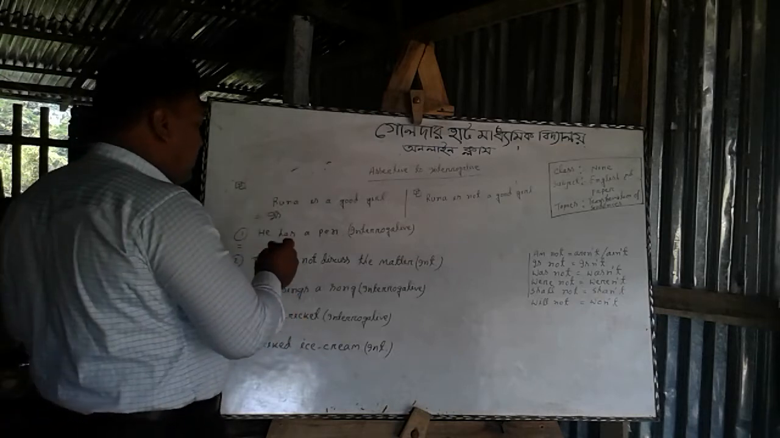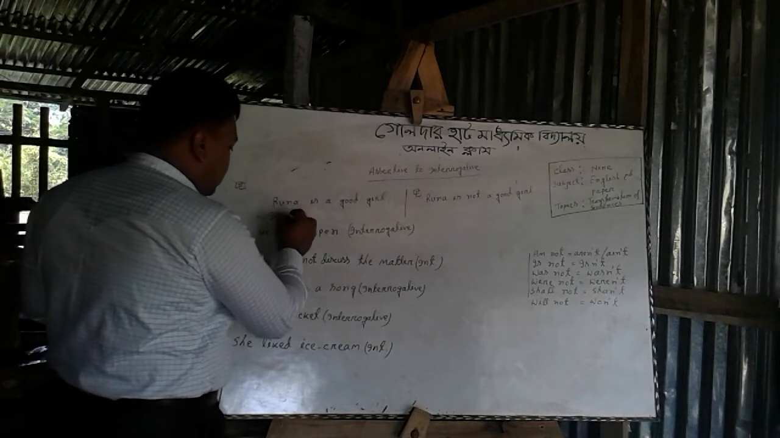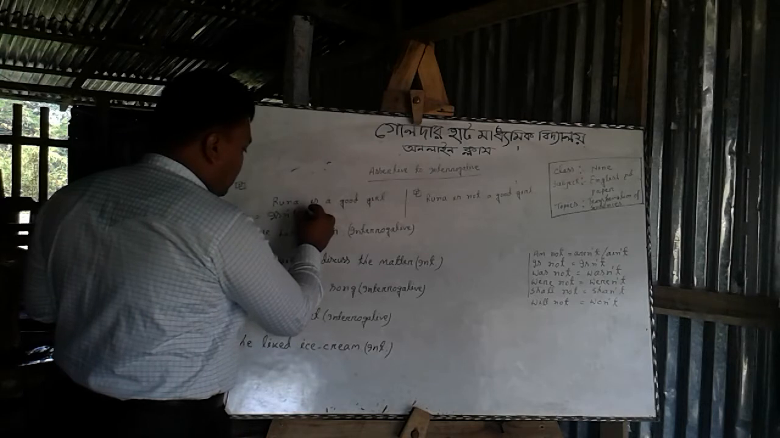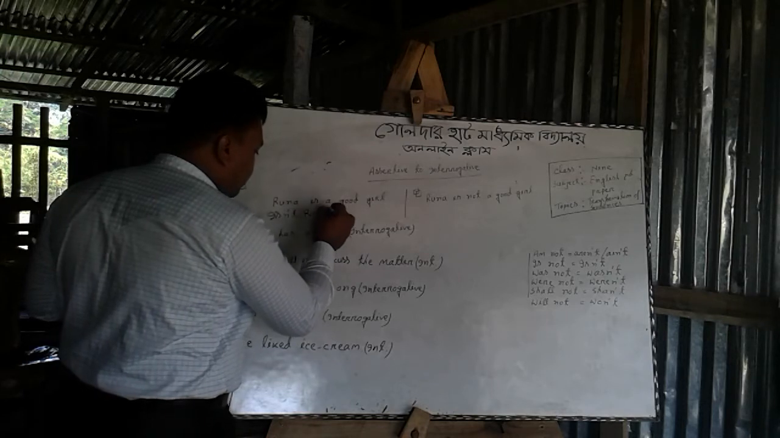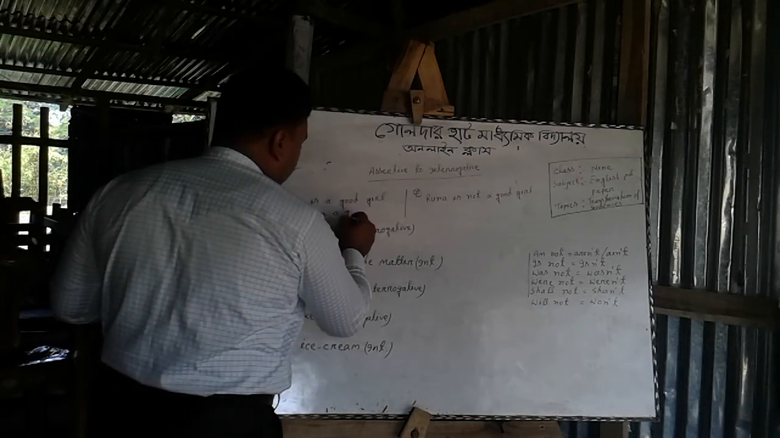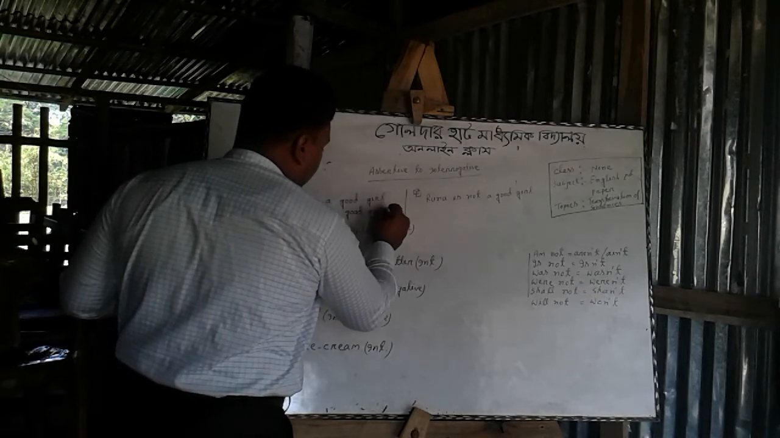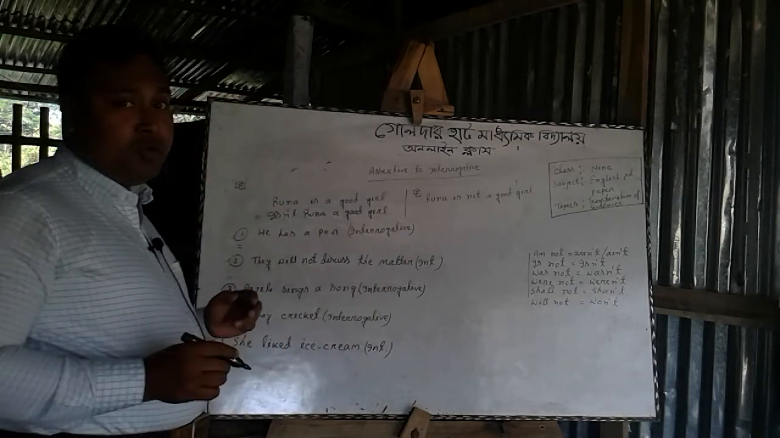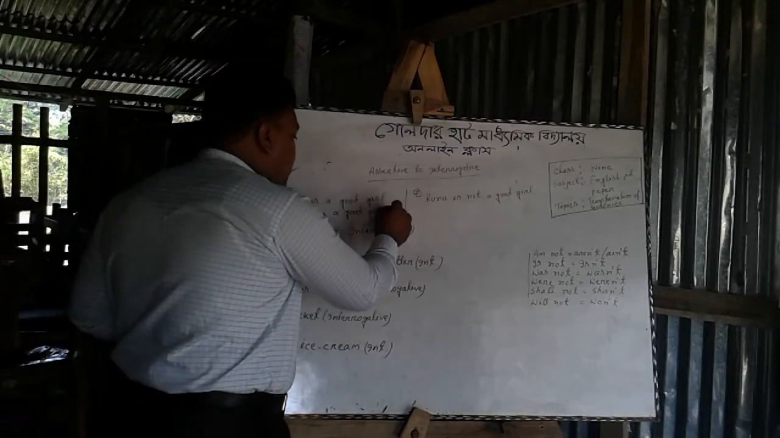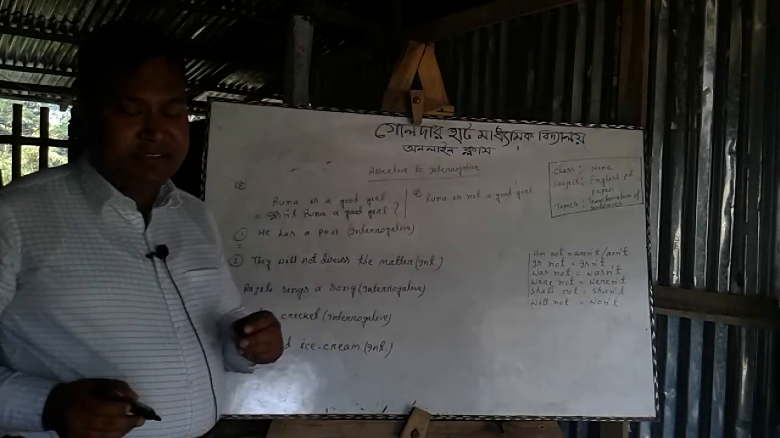So it will be: Isn't Runa a good girl? And then we have to put a question mark at the end of the sentence.